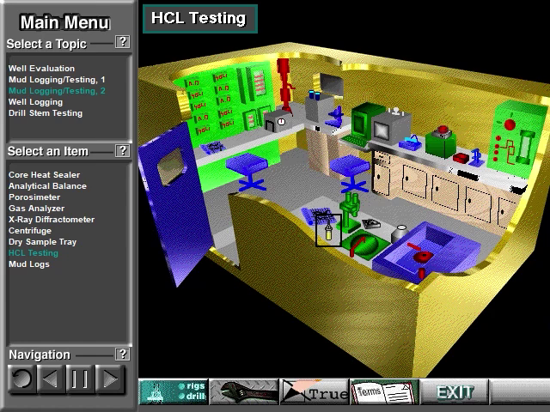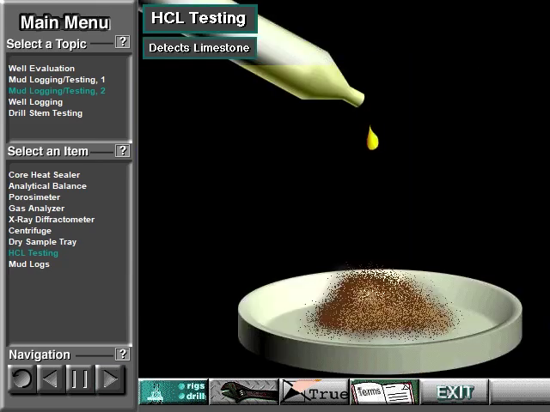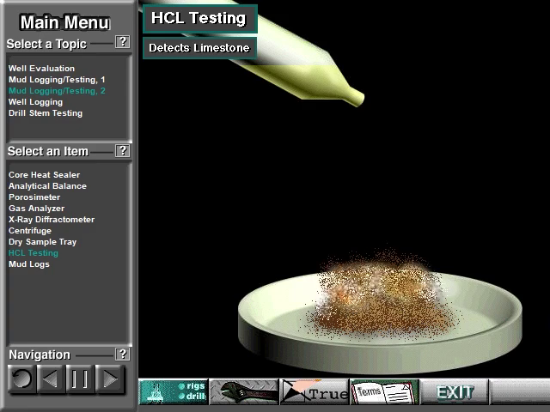Mudloggers use hydrochloric acid, or HCl, to test for limestone. If a logger puts a drop of hydrochloric acid on a sample, and the sample bubbles up, or fizzes, then the sample contains limestone. Limestone sometimes holds hydrocarbons.